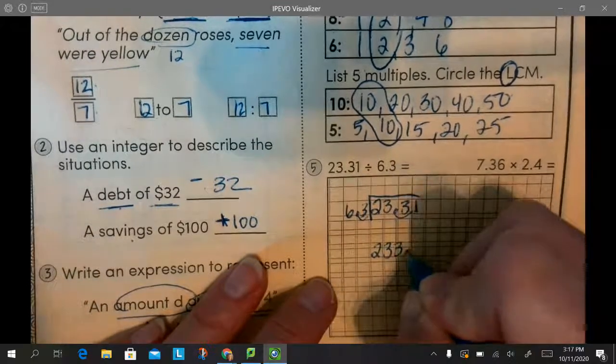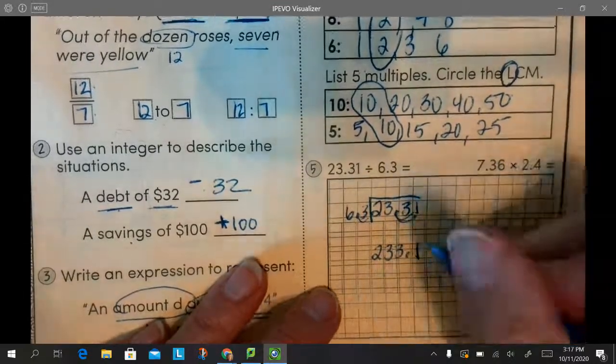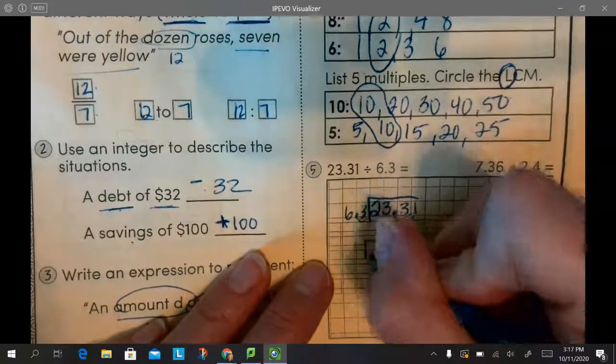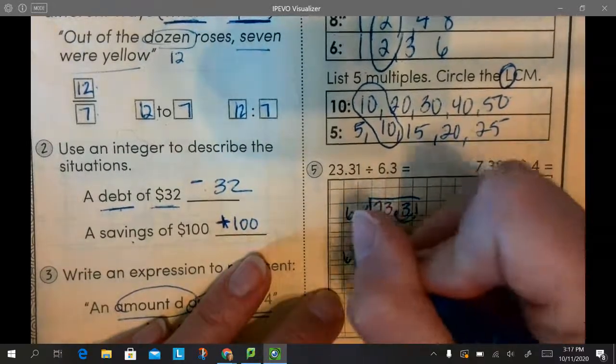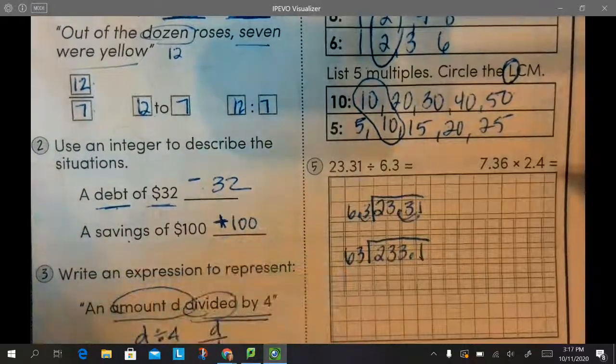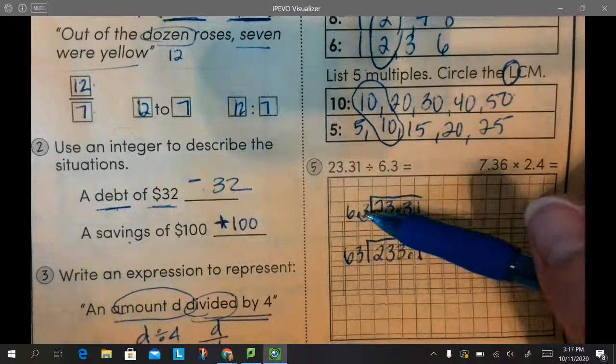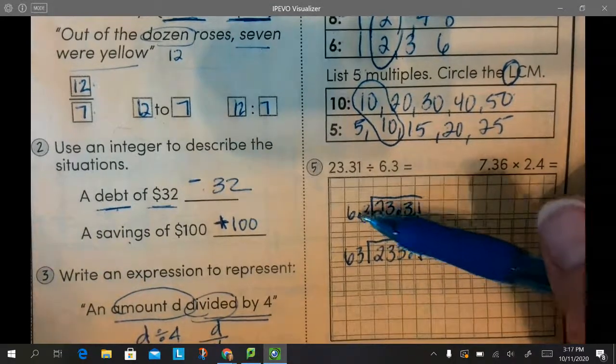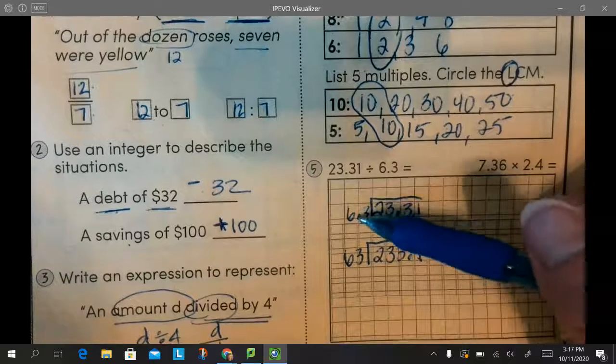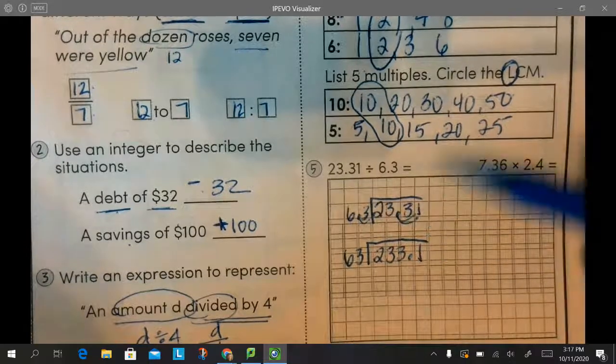It's 233.1, remember, because we moved that over 1, so we changed the number, divided by 63. Okay, so that's a little different. But all you did was recognize that this cannot be divided because of the decimal. So what you can do, you can move this over 1 and move that over 1.